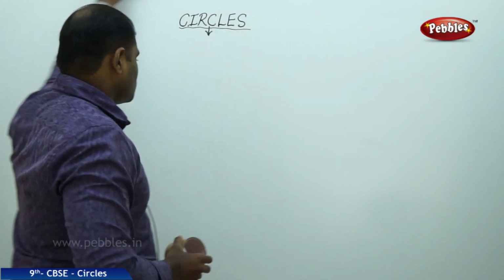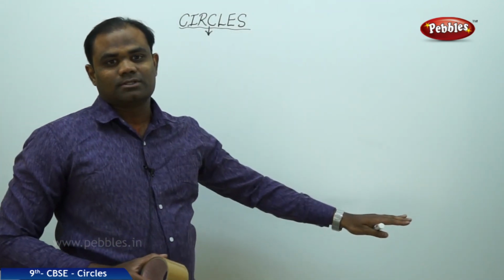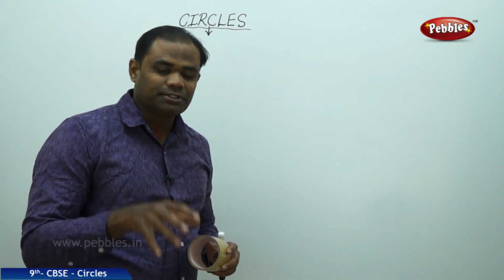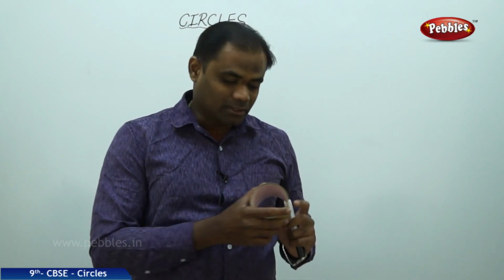This board is not a circle because it is not circular. So by seeing the shape, we can identify whether it is a circle or not a circle. In this case, the rim is a circle, but the face, the white face, is not a circle.